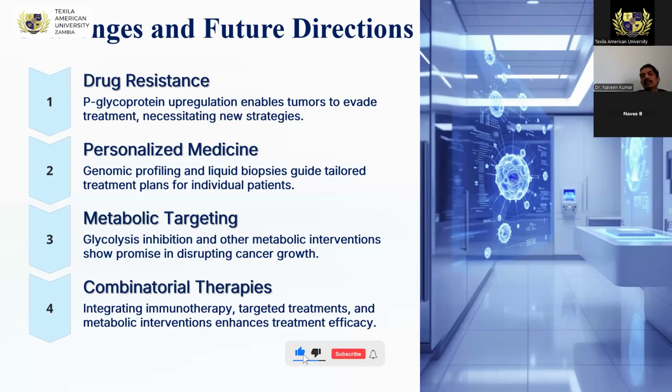So now the major challenge is to prevent this. We should come up with a drug which can effectively treat the cancer with minimal cytotoxicity. And personalized medicine is possible only due to genomic profiling and metabolic targeting. For that we should have the complete genome profile of the patient, and thereby we can make the treatment plan. Combinatorial means by combining various types of therapies we can make combinatorial therapies.